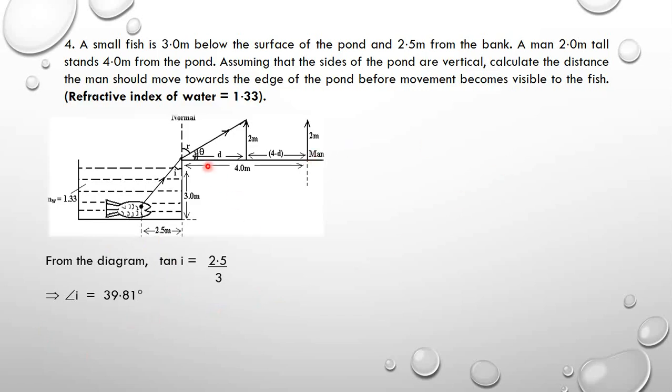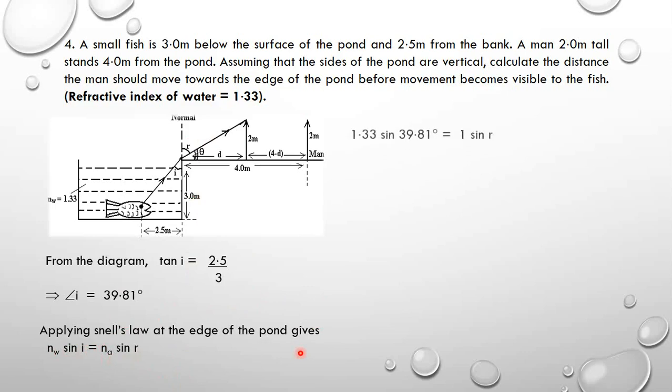After getting that, we need to get the R. So we shall use Snell's law to get the R. So we shall have our n water sine i is equal to n air sine r, so that we get that R. When we replace this, we know that this one is 1.33, and this one is 39.81, and air is 1, and then we shall get our R here.